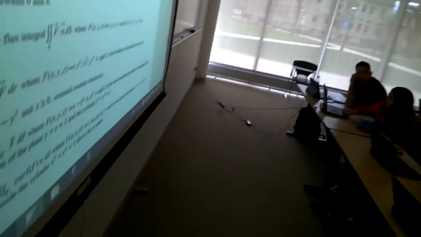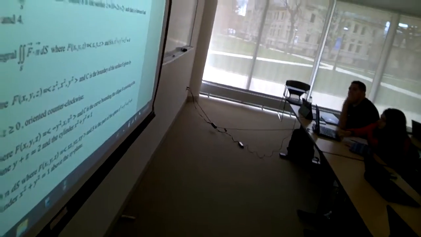And in fact, many of these you can do in your head, if not all. This one here, what comes to mind here? Green's theorem is the line integration. Could you use Green's theorem here? Yes or no? No, why not?